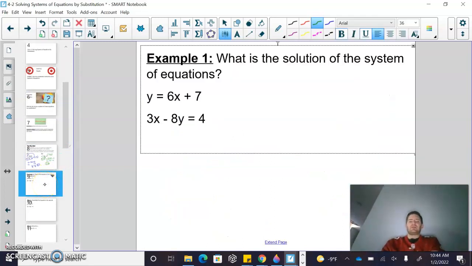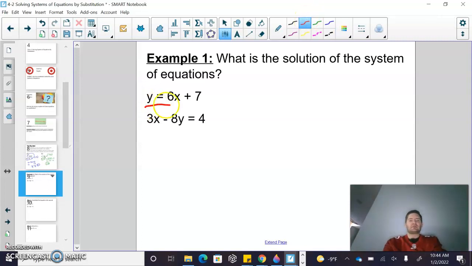So let's actually apply what we're trying to do in this topic. What is the solution to the system of equations? On my screen is y equals 6x plus 7, and 3x minus 8y equals 4. What I'm going to do is circle this first equation, y equals 6x plus 7. You see that is set equal to y, and we're going to take that and substitute it in for y in the second equation, 3x minus 8y equals 4.